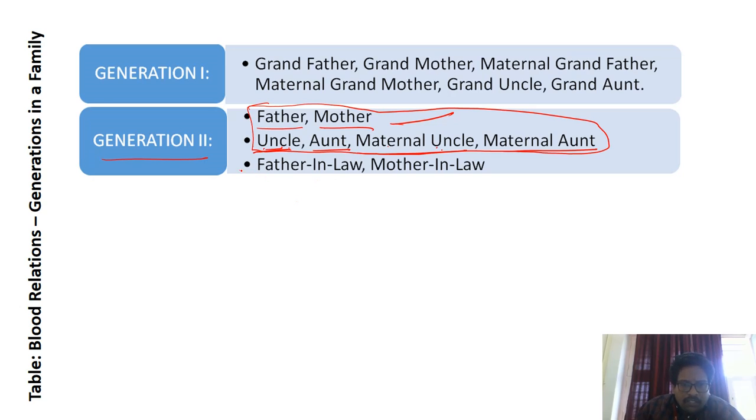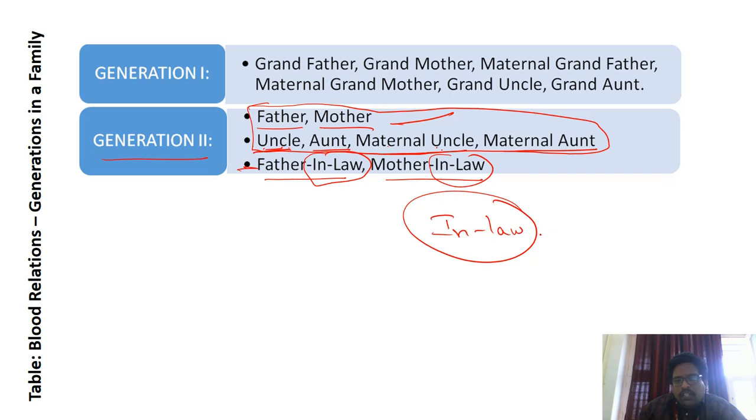Now, if you see the third one, there is something called father-in-law and mother-in-law. The common term here is in-law. If you want, you can make a note of it: in-law is a word used for relatives who are related not by blood but after marriage.